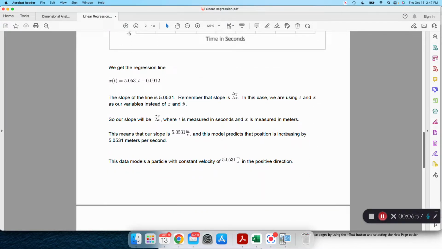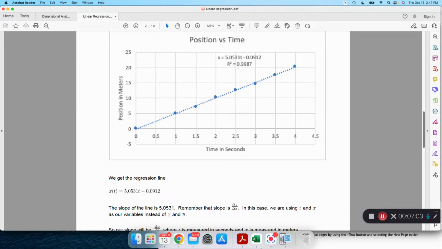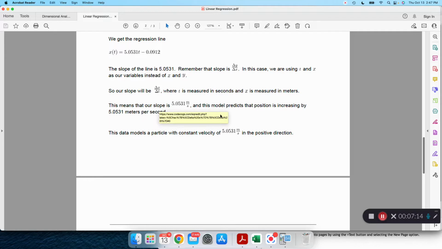And it's increasing. We know it's increasing because it's positive. Notice here, since this data pretty much falls on a line, we have a constant slope. We have a particle here that's moving with constant velocity. Okay, what about the Y-intercept? Remember, intercepts are points, not numbers.